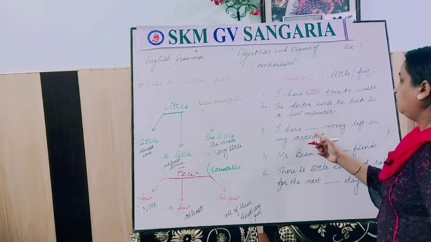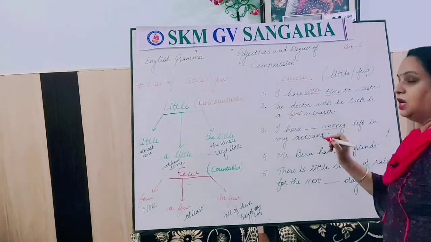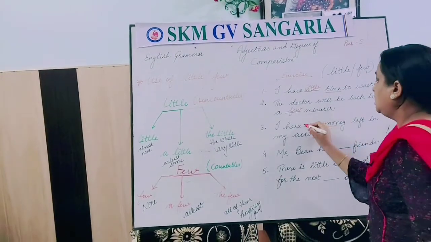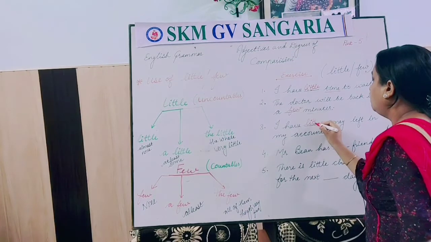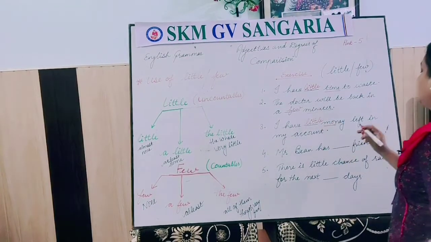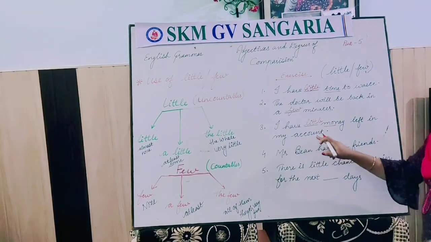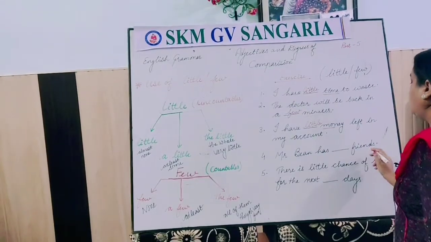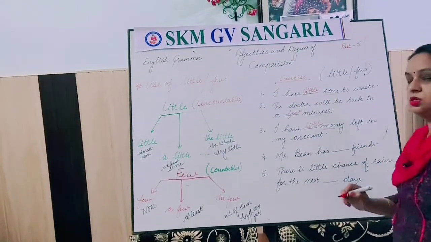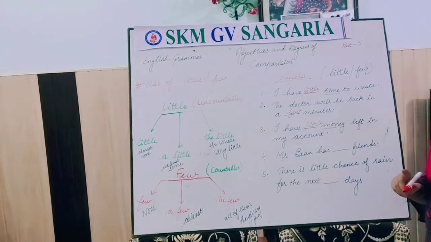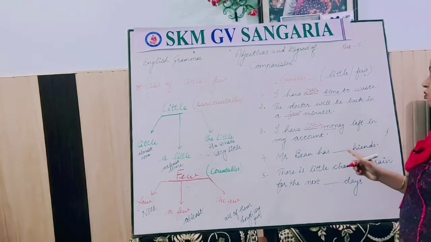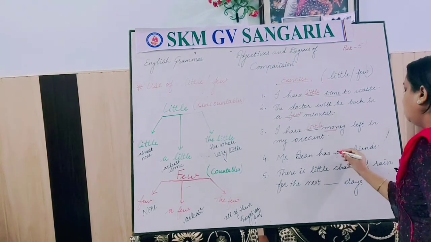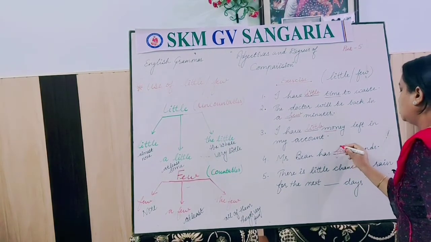Next is, I have dash money left in my account. So I have dash money. Money is uncountable. So what will you say? I have little money left in my account. Mr. Bean has dash friends. Friends is countable or uncountable? It's countable. So what will we do here? Mr. Bean has few friends.